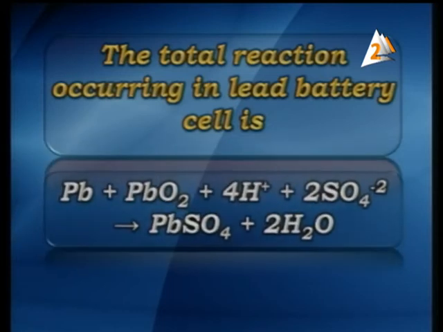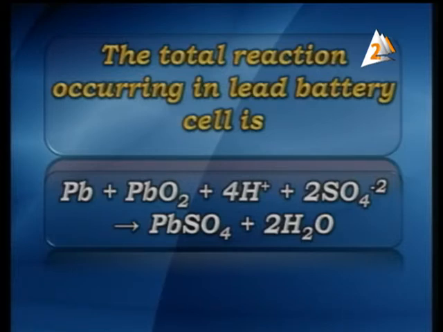My dear, the total reaction equation occurring in the lead battery cell begins with Pb, lead, plus PbO2, plus what? This is 4 hydrogen ions.